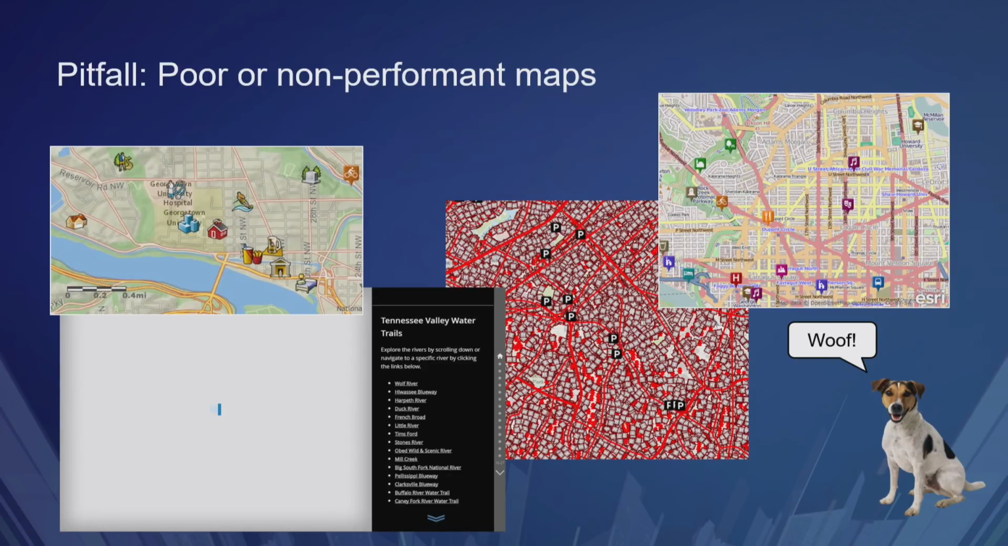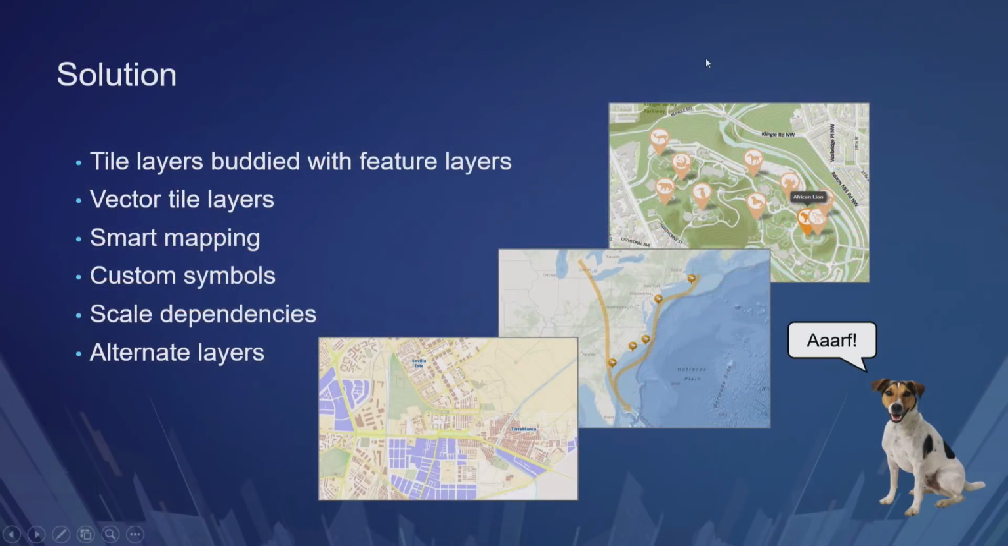And we can look at these web maps and we can agree that these are woofers. They're not really good web maps. They're complicated. They're confusing. They use bad symbology. Bottom line is a great application starts with a great map. A great app starts with a great map, and the same is true for a story map. Poor or non-performant maps are the demise of many otherwise great story maps, but there are lots of different ways that you can do this.